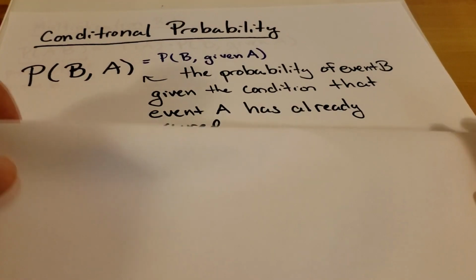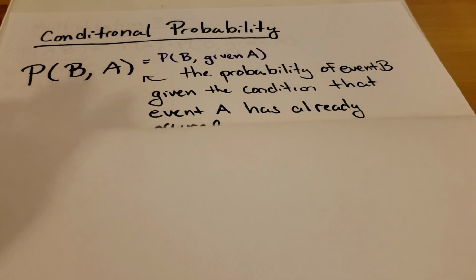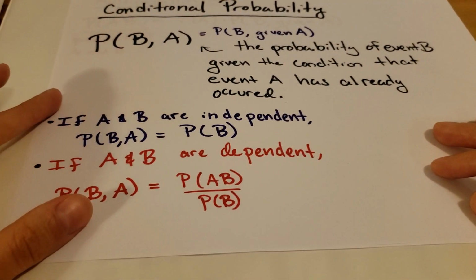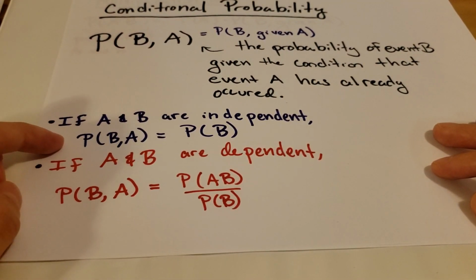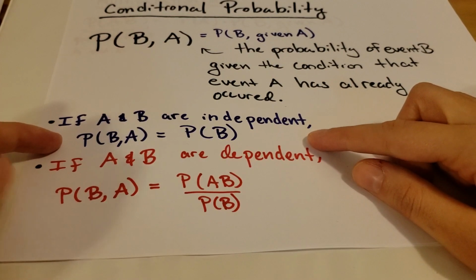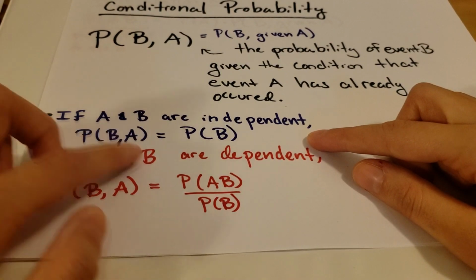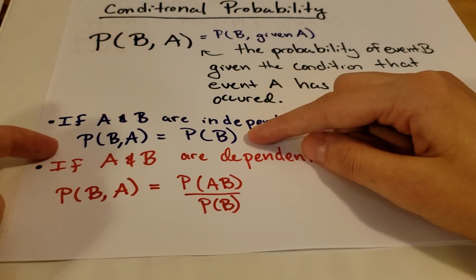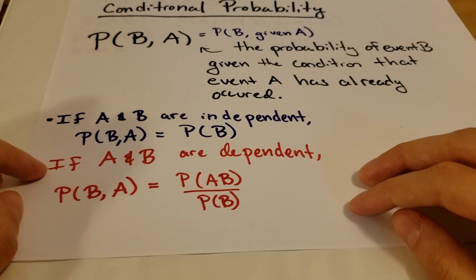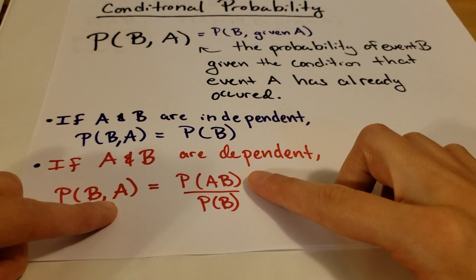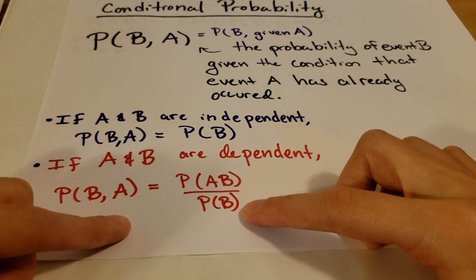Okay, so now let's go back to conditional probability. Whether or not events A and B are independent or dependent affects the conditional probability. If A and B are independent events, the probability of B given A has already happened is just the probability of B. And that's because A having happened or not does not affect the probability of B, so its probability stays the same. If A and B are dependent, the probability of B given A is the probability of A and B divided by the probability of B.